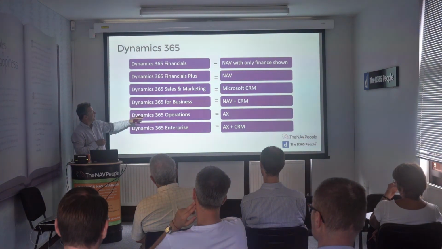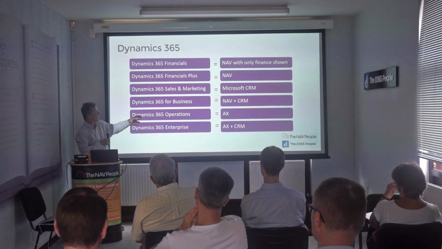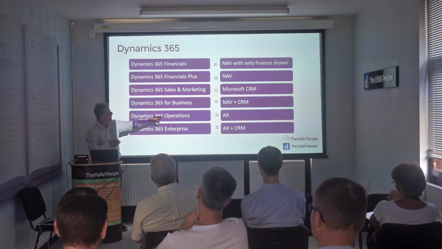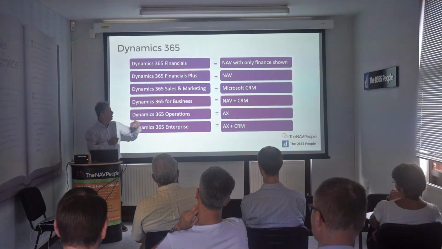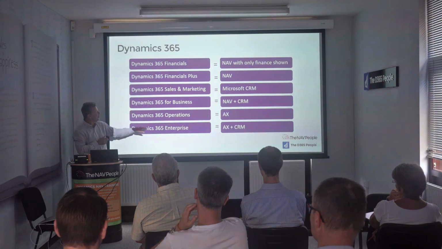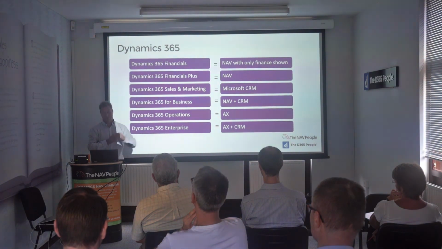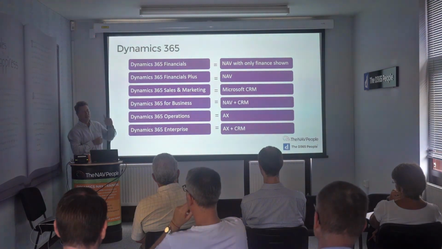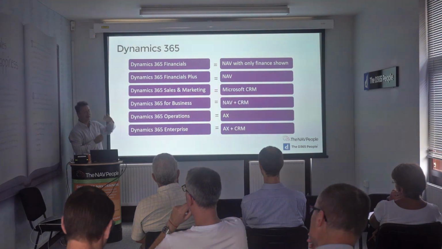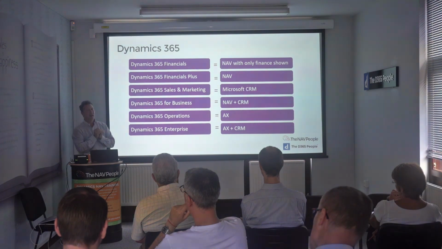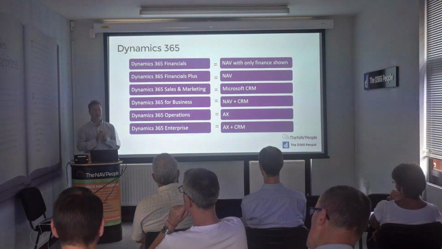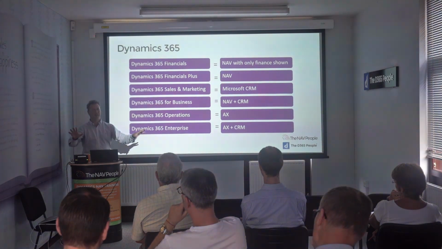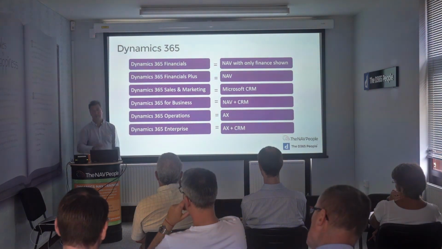Dynamics 365, so this is now called Dynamics 365 Enterprise. Sorry, I should have changed it. Financials and Operations for Enterprise, which is AX. Enterprise is when you add CRM to it. So forget those names too, because we're not doing those anyway. You're going to see more and more of these slightly confusing things. I think they'll end up just saying Dynamics 365 for business, Dynamics 365 for enterprise, and they'll lose the underlying bits because they don't want you to care about them.